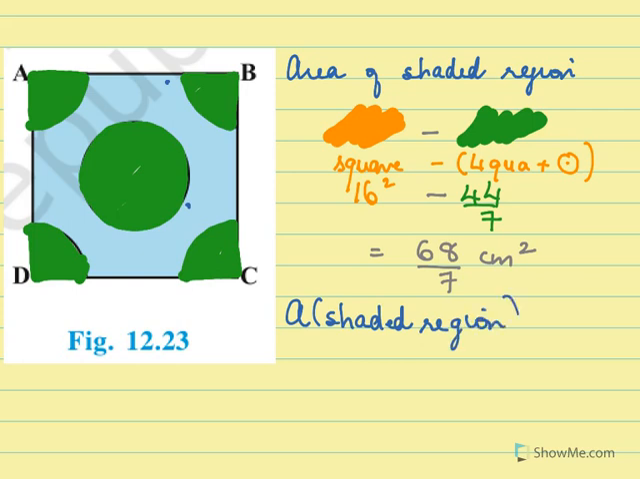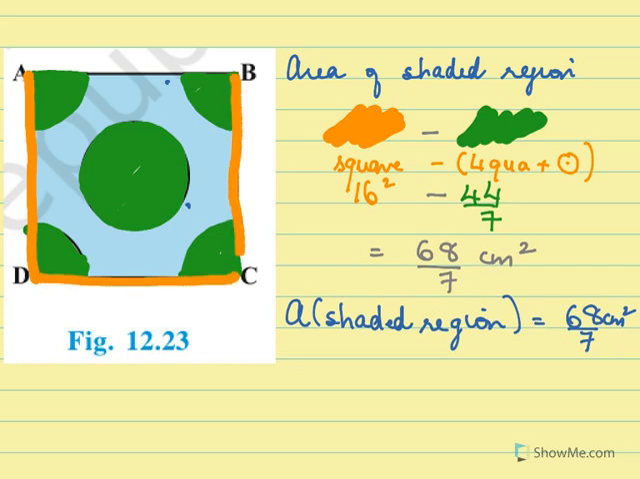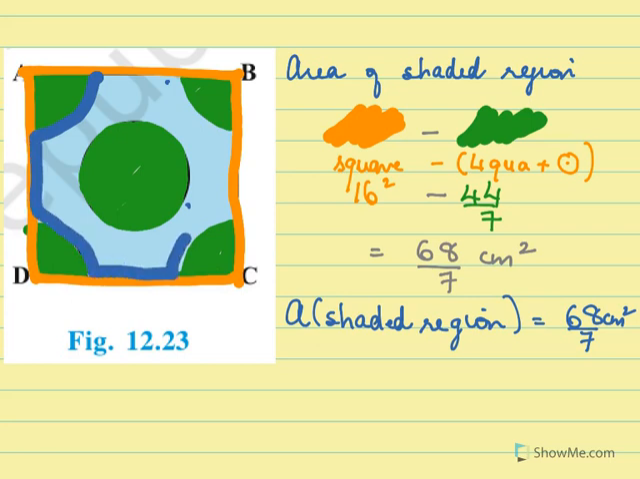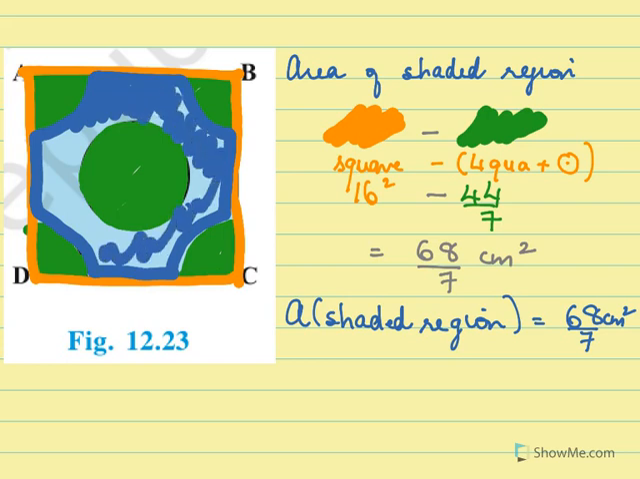68 by 7 centimeter square. So basically in this sum what we did is we found the area of the square, and from this area of the square we subtracted those green areas, and what was left is the area of this shade, this blue area, after we subtract this area.